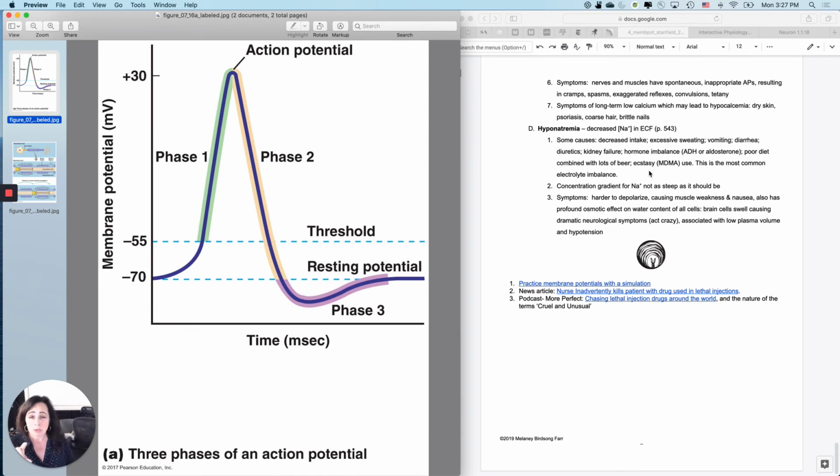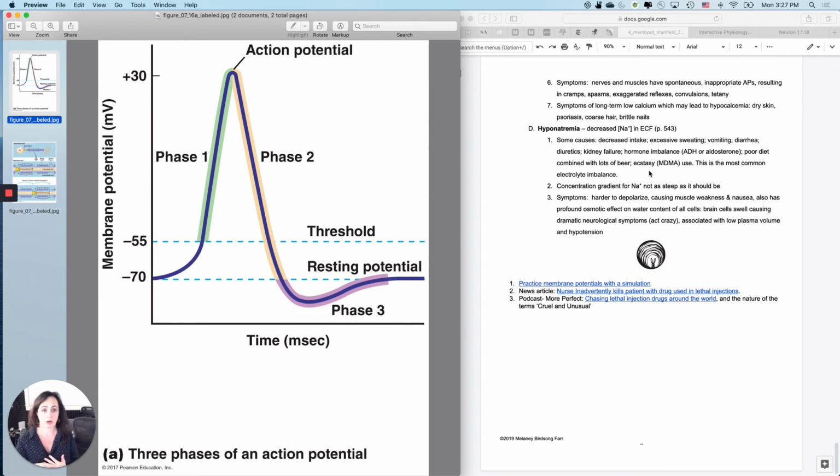So the most common electrolyte imbalance is hyponatremia. It will often land you in the hospital because you act like a wackadoodle when you've got hyponatremia. So here's the deal. It's going to screw up your concentration gradient for sodium, and that's problematic because, of course, you've got too little sodium in the extracellular fluid. It should be 15 outside to 1 inside. Now maybe it's 5 to 1.